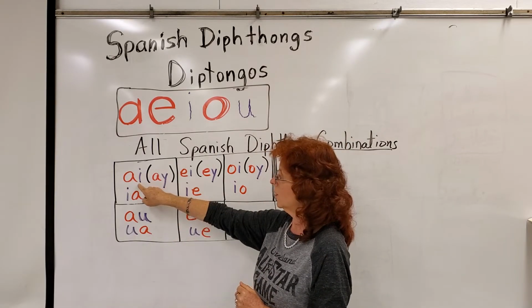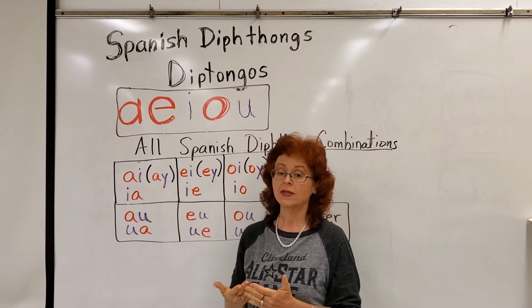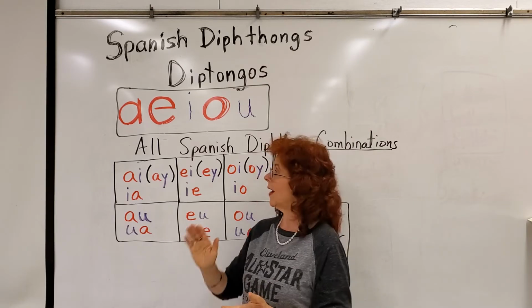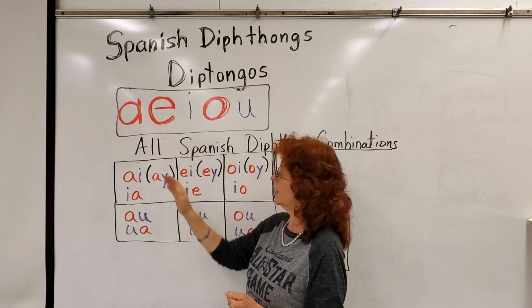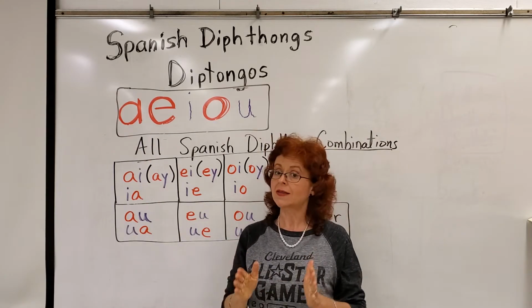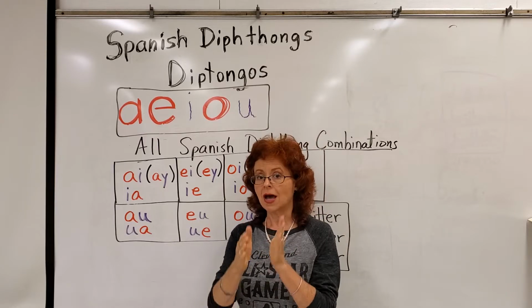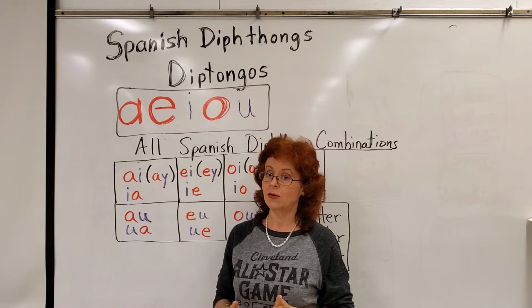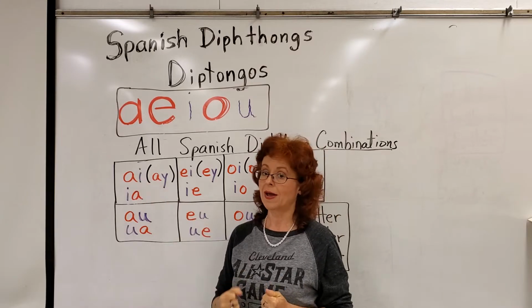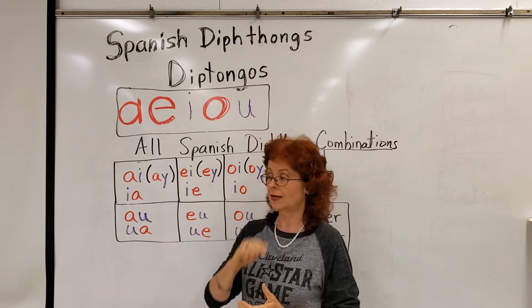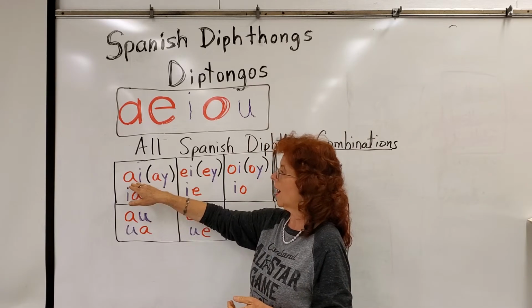So if we start with our first combination here, what was the sound of the Spanish A? The Spanish A by itself was ah. And the sound of the I is ee. So if I were to say them equally, that would be ah-ee. But in a diphthong, you do not say them equally. The strong one gets the power and gets all the attention, and the weak one gets barely anything. So it's going to be ai.